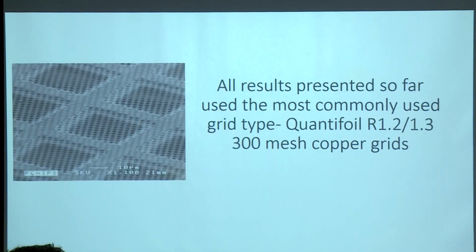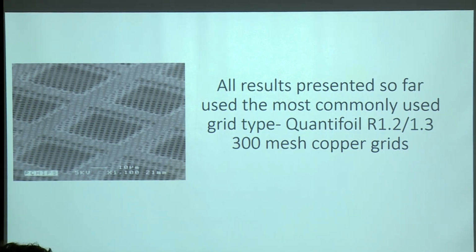So we had a question about grid types earlier. As I say, pretty much all of the work we've done so far has been on Quantifoil 1.2, 1.3s. But we had good anecdotal evidence that when you use UltrAuFoil grids, where the bars and the mesh itself are all made from gold, rather than having, for example, a copper mesh and then a gold support, proteins often seem to be more monodisperse compared to a standard copper grid.